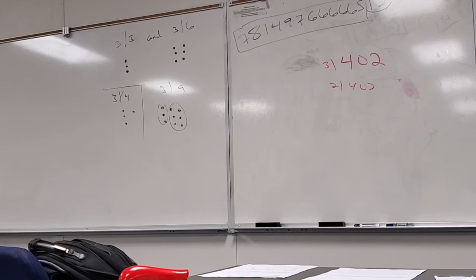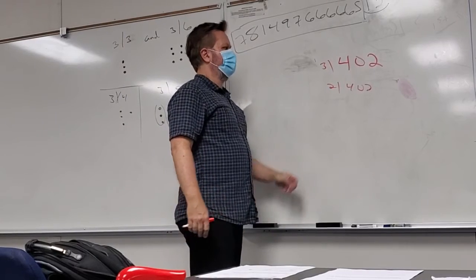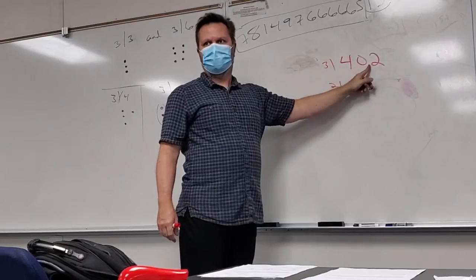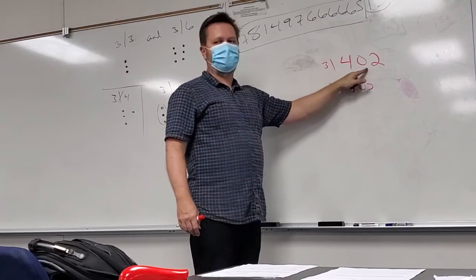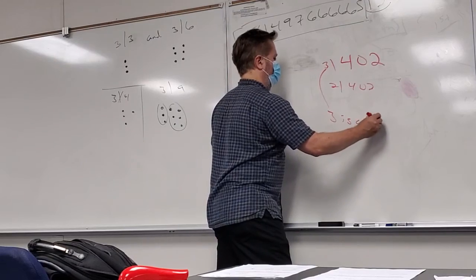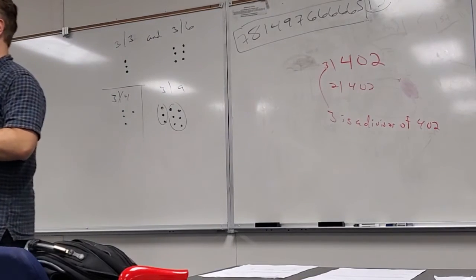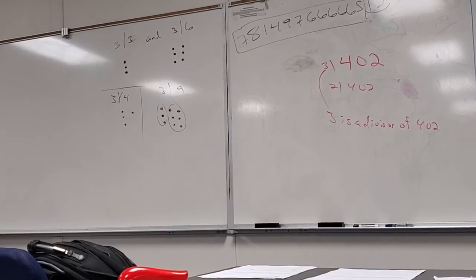Does that say 3 divided by 402? No. What does this say? This says 3 is a divisor of 402. Could you say 3 goes into 402 evenly? Yes. I love it. So divisor is the longer way to say goes into evenly. Okay, I like it.